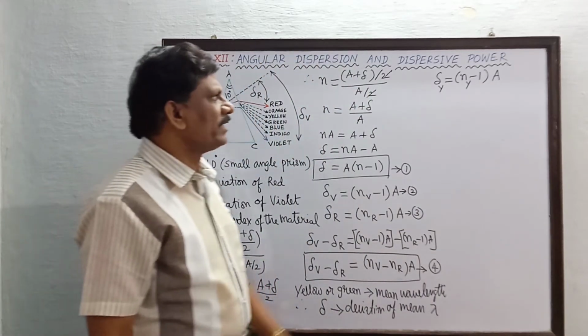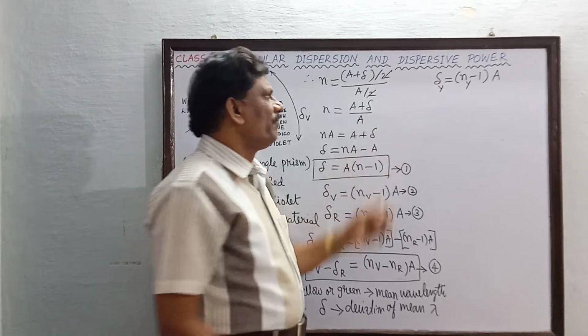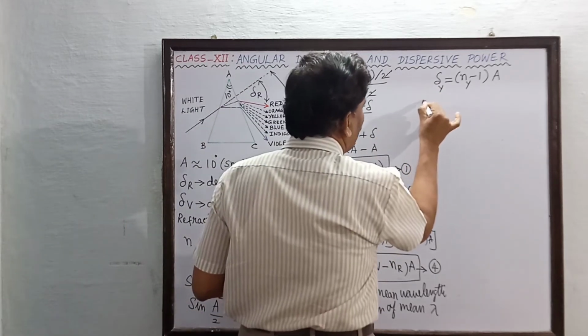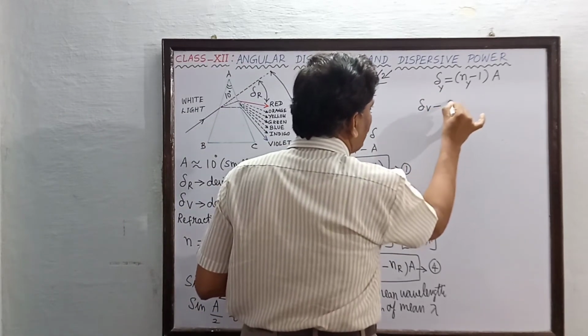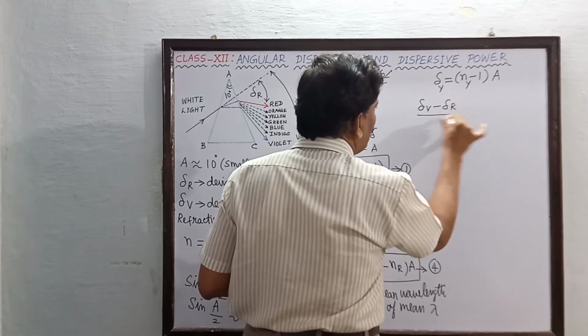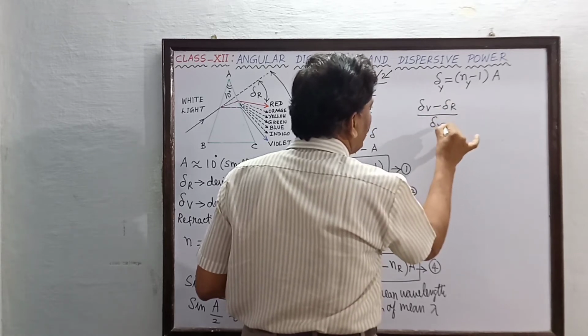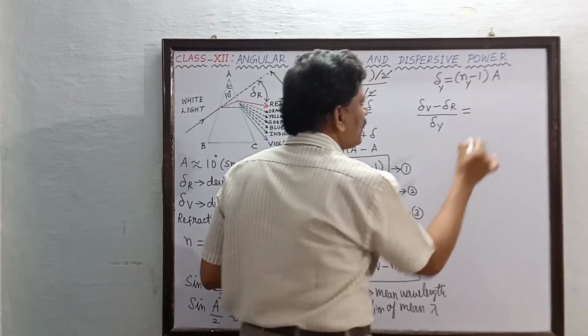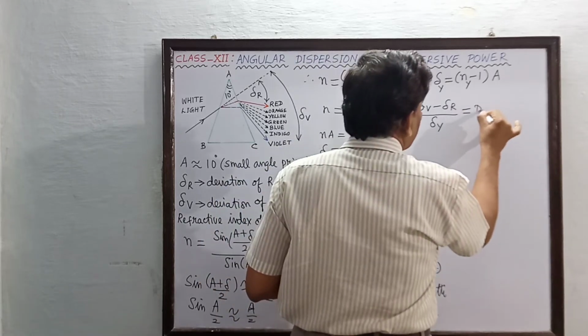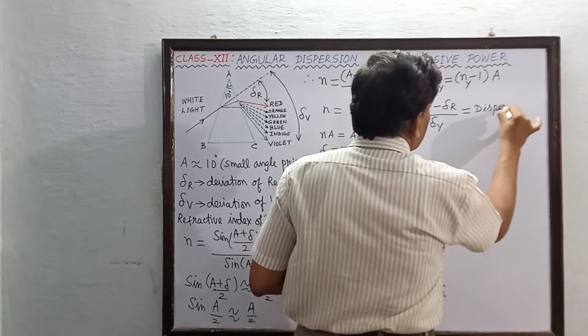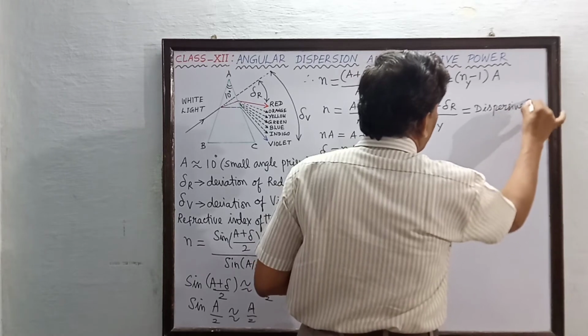Understand? Okay, students, now if you divide this delta V minus delta R, the angular dispersion, by delta yellow, then this only is called the dispersive power.